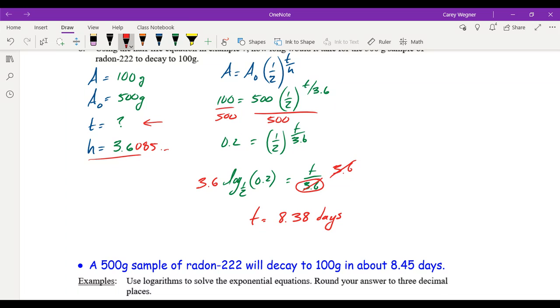is different than the answer that I have written down there. Why do you think that might be? Pause the question, think about it, and then when you're ready with an explanation, we'll restart the recording. Well, if you guessed that this is based on the rounded value for the half-life, then you'd be right.